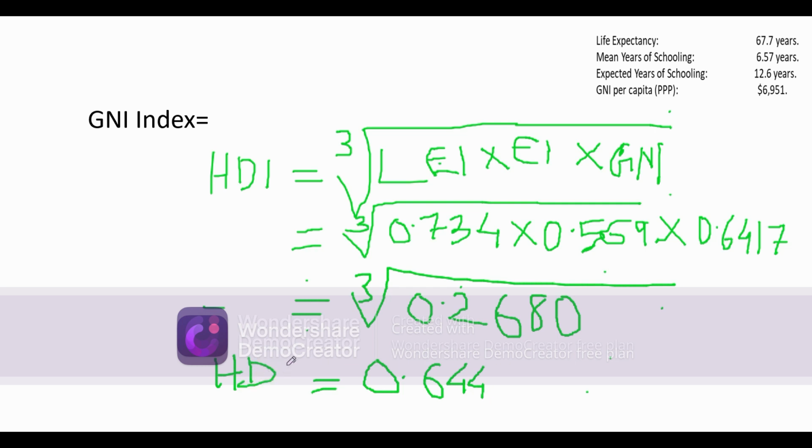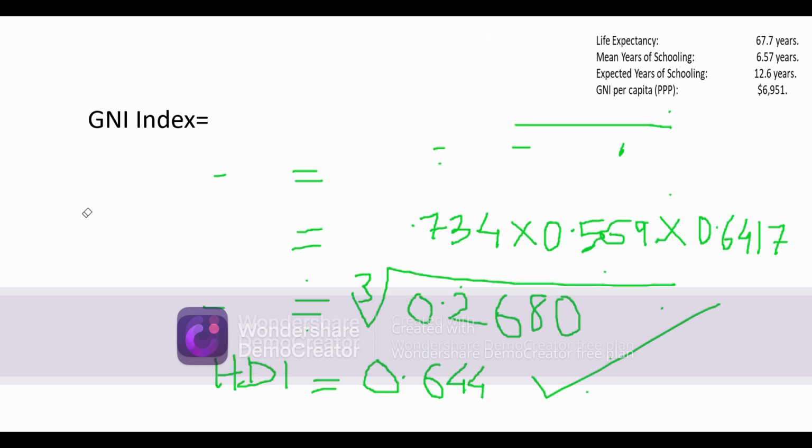score of India in the year 2024 by taking the actual numbers, which is plotted here: life expectancy, mean years of schooling, expected years of schooling, and GNI per capita. Now this is the HDI score, which is 0.644. Now what is the meaning of this 0.644 score? So for this we have to visit the table, which I have put in next slide.